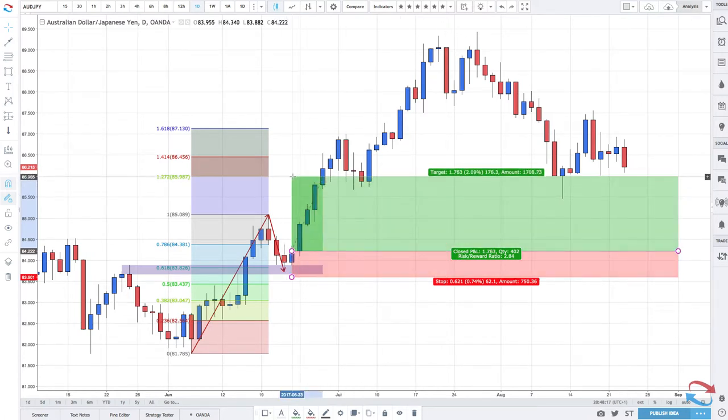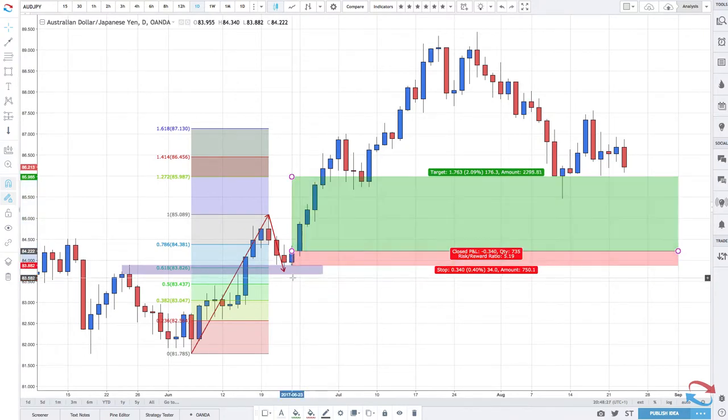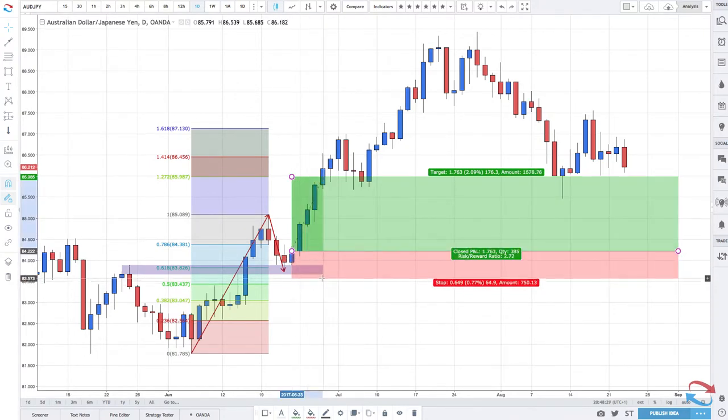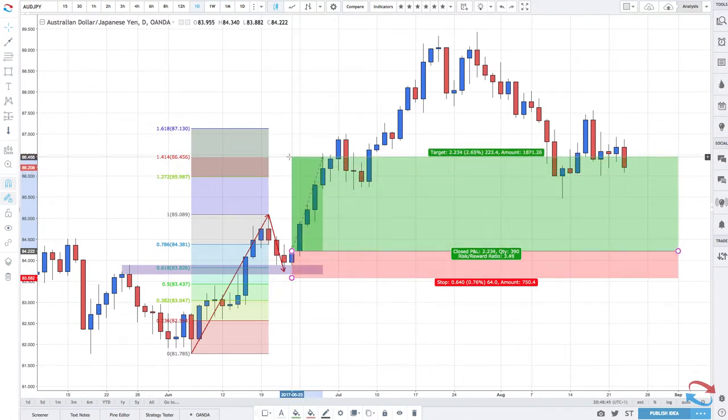We can actually set our profit target. So if we go for a 1.272 extension, if our stop loss was basically below the support level and below where we would have entered, we would be looking at a risk reward ratio of 2.75 to 1. If we went for the 1.414, we'd be looking at a 3.9 risk reward ratio.